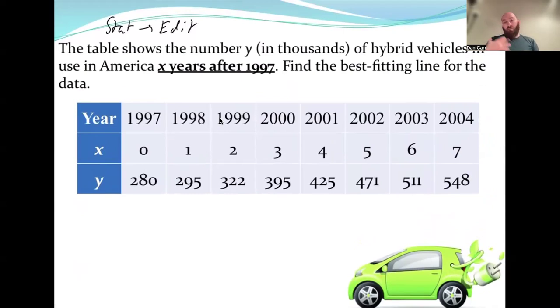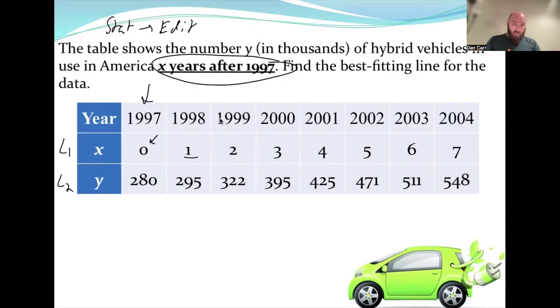Now where this is different from the other statistics stuff we've done, you're actually going to put L1 and L2. You need to fill these in. So L1 will make all these years after 1997. So that's why in the year 1997, I'm going to put a 0 there. And then 1998 is 1 year after the 97, and so on. So your L1 is going to be 0 through 7, and your L2 is going to be these numbers.